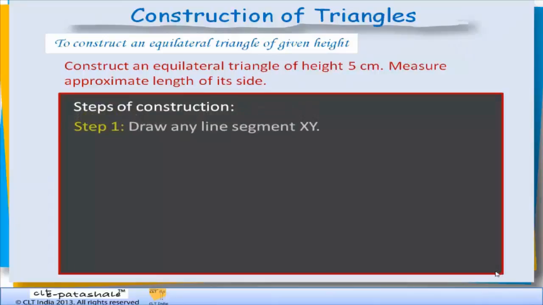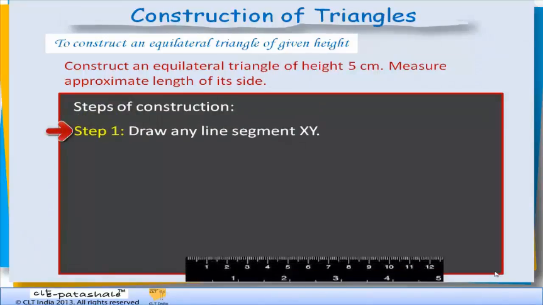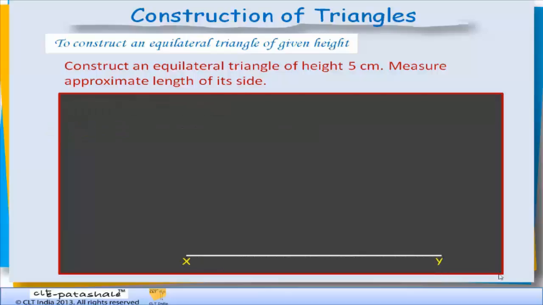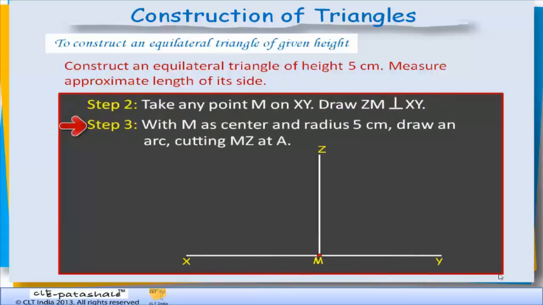Steps of construction. Step 1. Draw any line segment XY. Step 3. With M as a center and a radius of 5 cm, draw an arc cutting MZ at A.